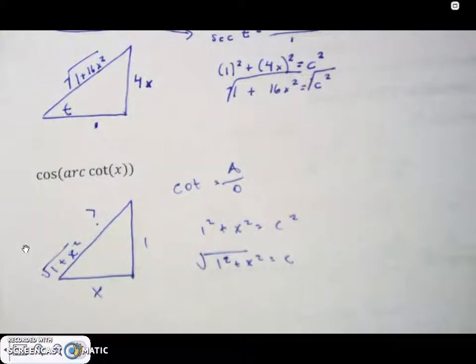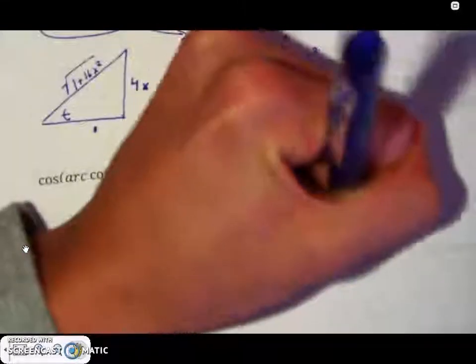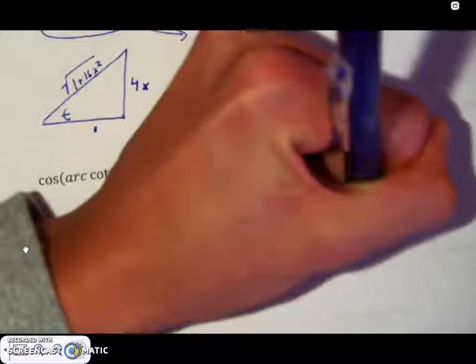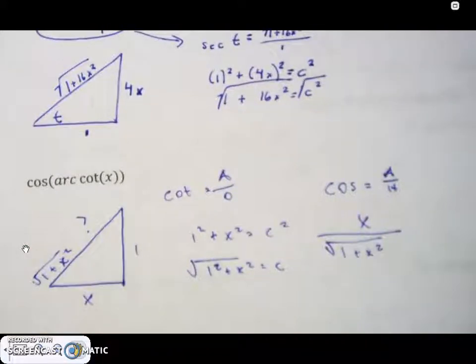And there you go. Oh boy, that's an extra step. Alright, so cosine is adjacent over hypotenuse. So it's going to be x over the square root of 1 plus x squared. Yeah, team.